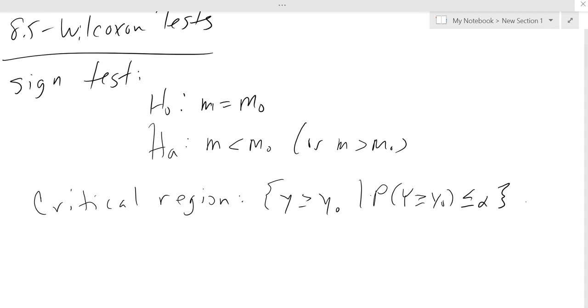And so your y naught here is just the number of successes you need. Success is just being on whichever side of your median that you want it to be. So for us, the success was -1 because it was below the median. So the number of successes was counting the number of negative ones.